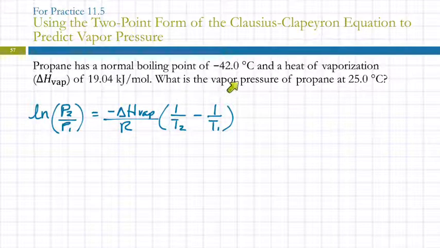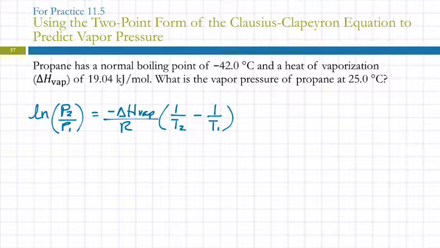They're asking for a vapor pressure. What is the vapor pressure? So we've got these two conditions, the normal boiling point, minus 42, and 25 degrees. We can choose which of those is 1 and which is 2. It doesn't matter, but it might make the problem easier or harder to solve.